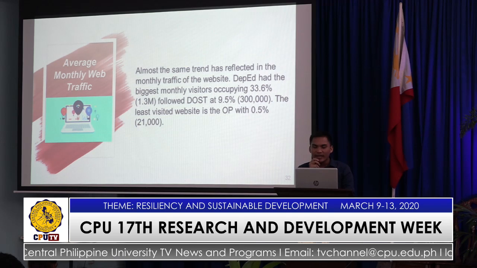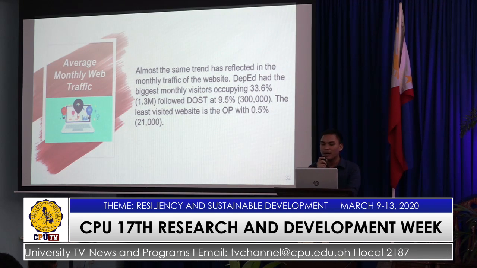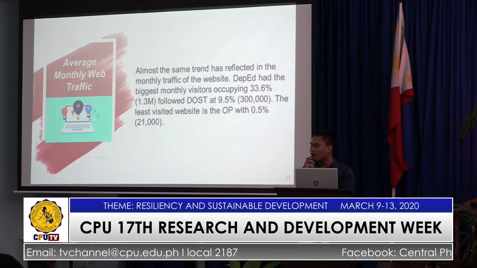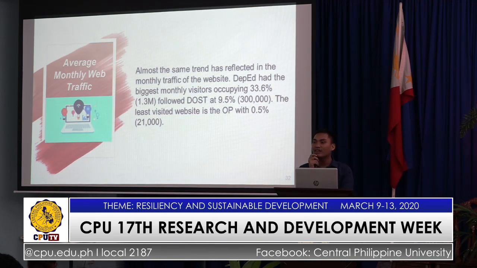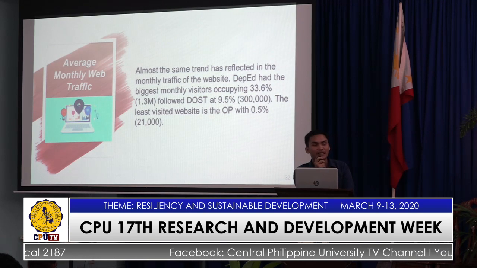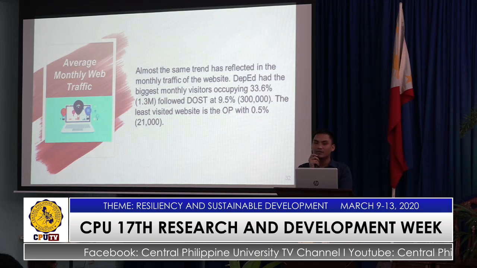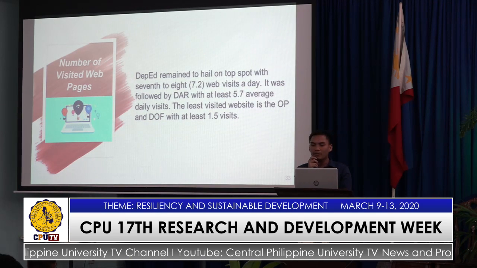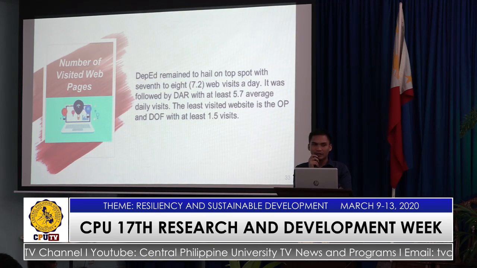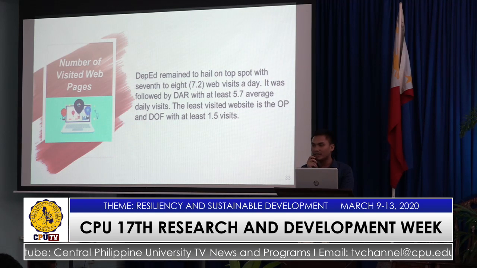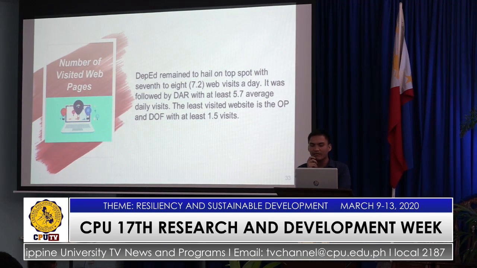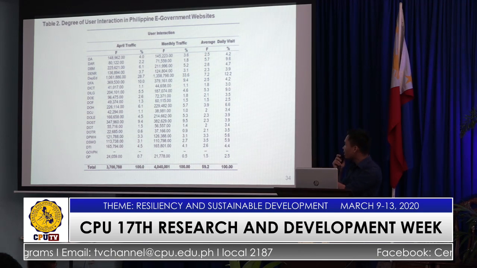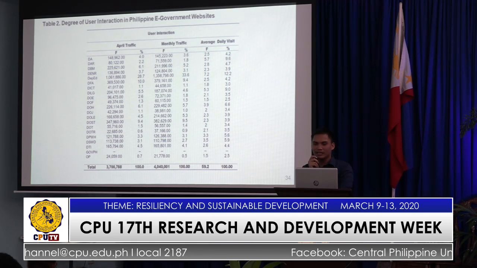So, monthly website traffic. DepEd again held the highest spot with 1.3 million average visitors every month. It was followed by the Department of Science and Technology with 9.5% or only 300,000. And the least visited website is the Office of the President with only 0.5% or 21,000 visitors every month. So, number of web pages visited. DepEd remained at the top spot, wherein visitors usually visit 7.2 web pages in a day, followed by the Department of Agrarian Reform with 5.7 and the Department of Finance with only 1.5 visits. So this is my table for all the traffic: April traffic, monthly traffic, and average web page visits.